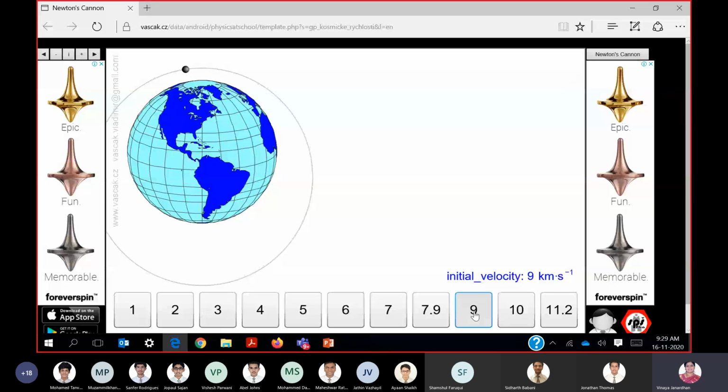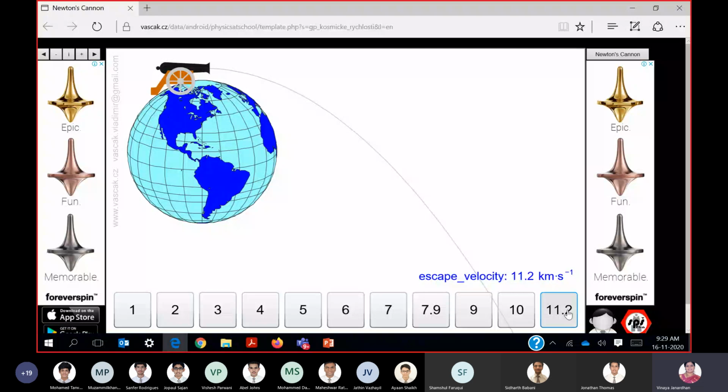Let me increase to 10. Right? Is it now becoming an elliptical orbit? Right? So now what happens? It's escape velocity. It escapes the Earth's gravitational field.